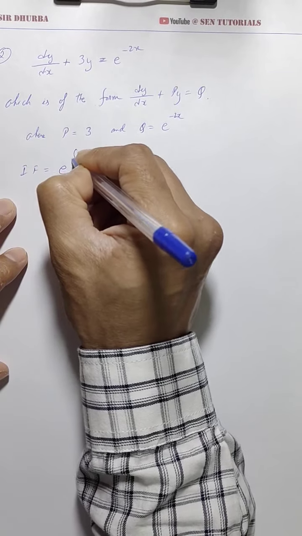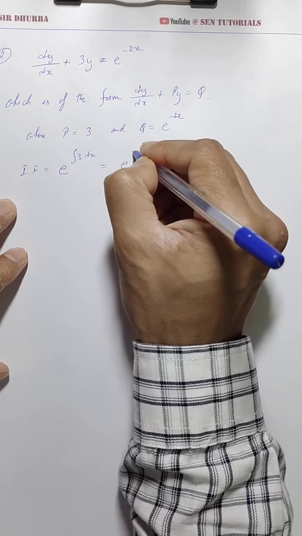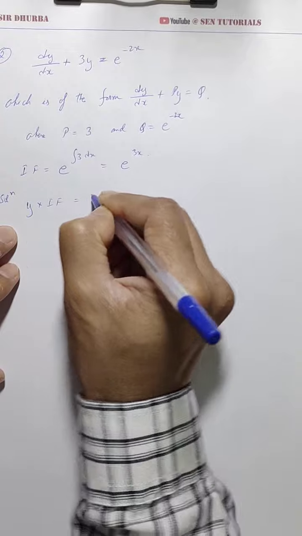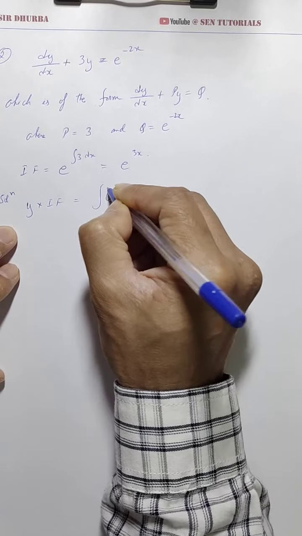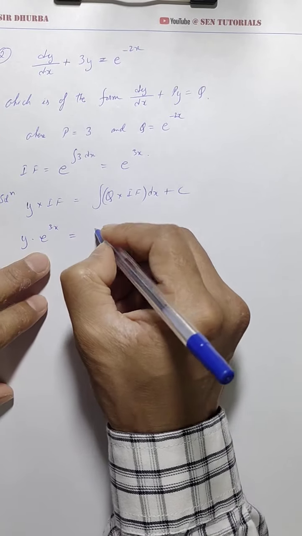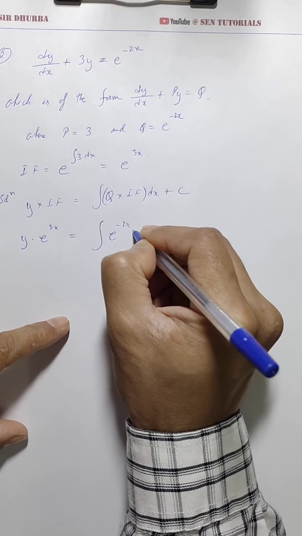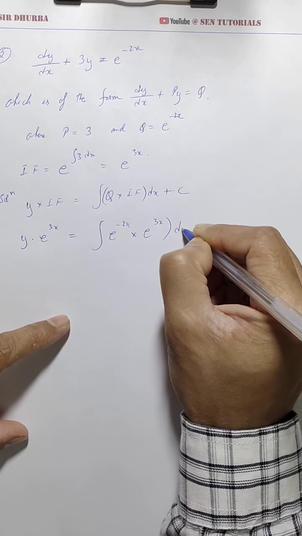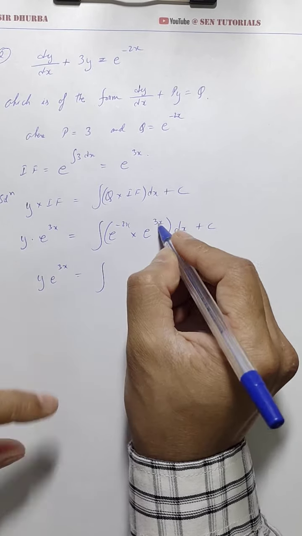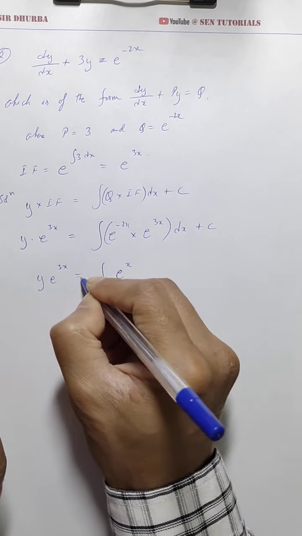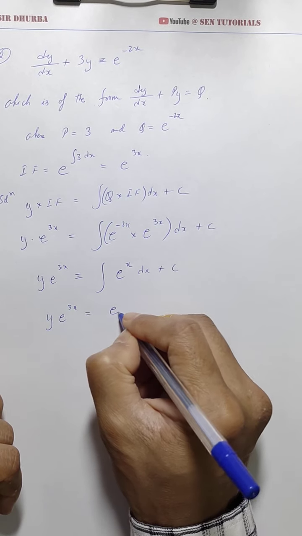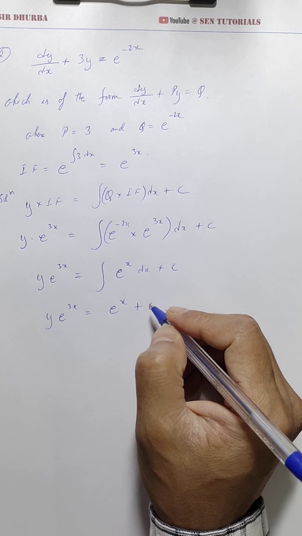So integrating factor, e power integral of p dx, so e power 3x. So the required solution is, I'm writing it in short, y into integrating factor equals integral of q into integrating factor with respect to x plus c. So y into e power 3x is equal to q, which is e power minus 2x, into integrating factor e power 3x, with respect to x plus c. Minus 2x plus 3x, so that's x, simple mathematics. So y e power 3x is equal to e power x plus c.